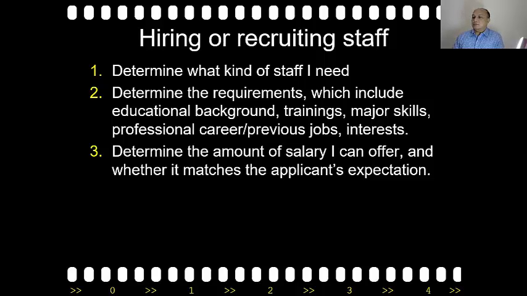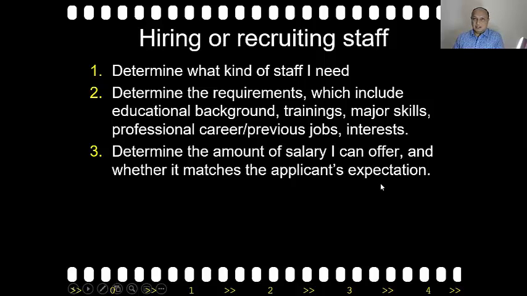Then the next one is determining the amount of salary that I can offer. This is important because nobody wants to work for free. Of course, I have to pay them, but the financial capacity of my company will have to be matched with their expectation. So I do number 3 in order to decide whether my ability to pay them matches their expectation.